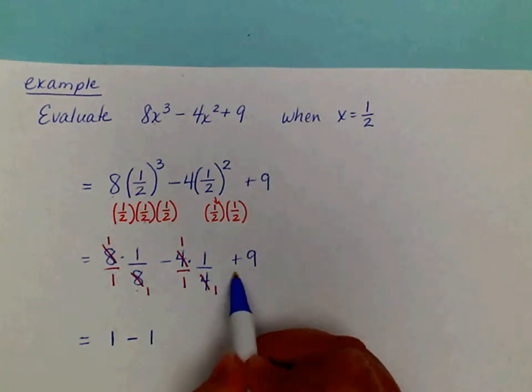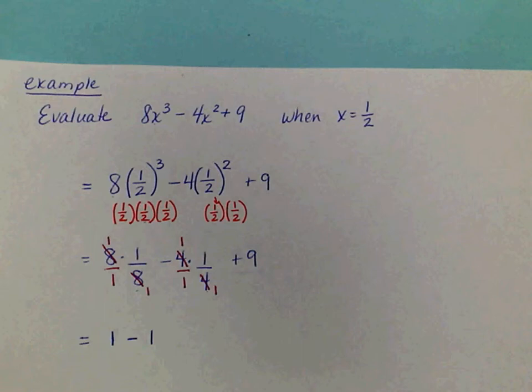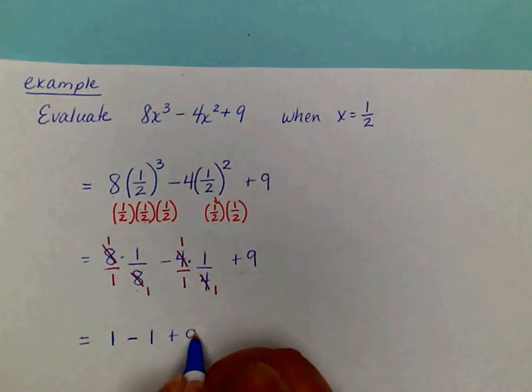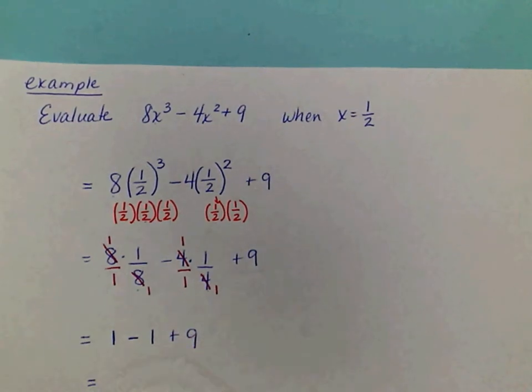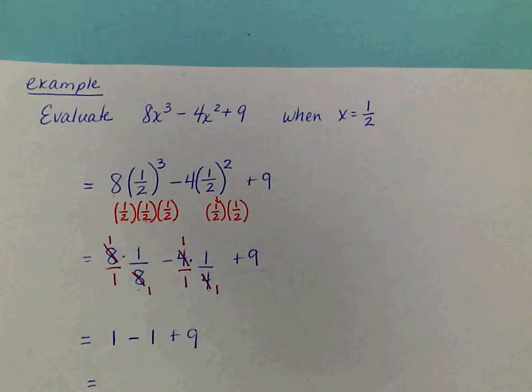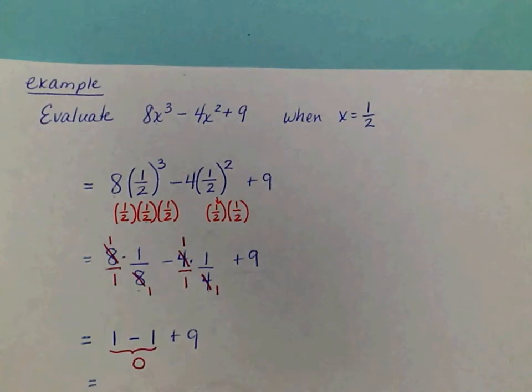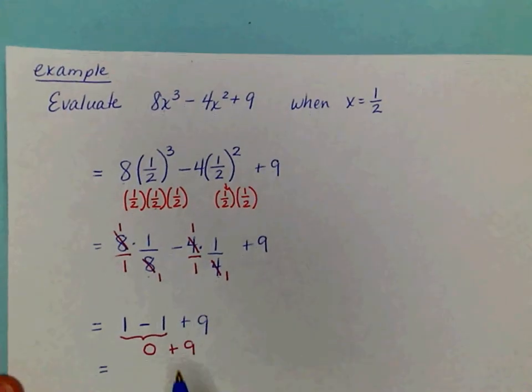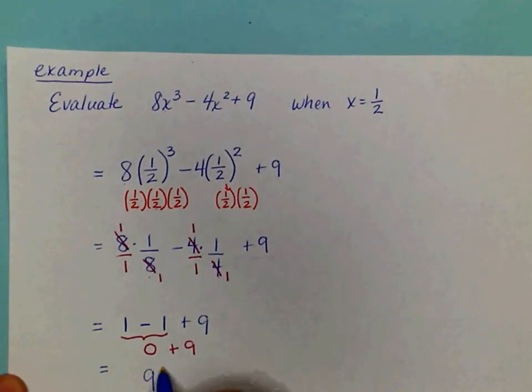Last term up there is still our plus 9. So let's bring down our plus 9. So now we have 1 minus 1 plus 9. And notice that 1 minus 1 is actually 0. So now we really have 0 plus 9. And 0 plus 9 will give us a total of 9 for our answer.